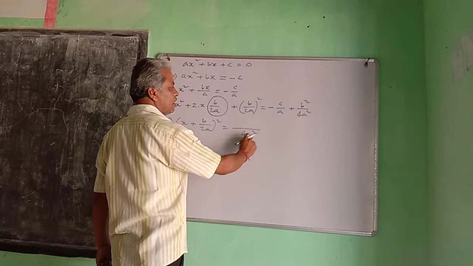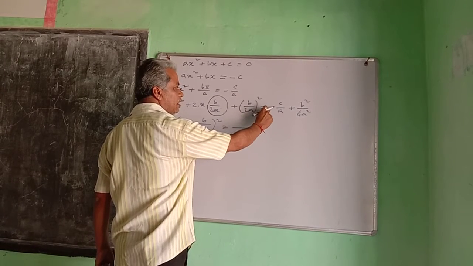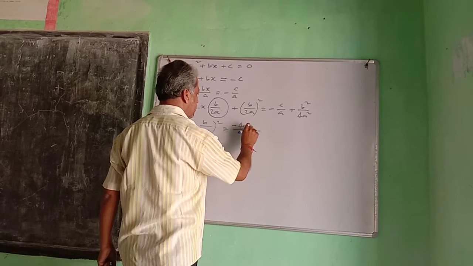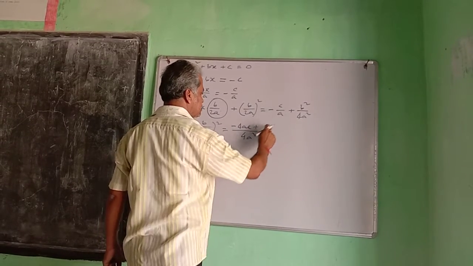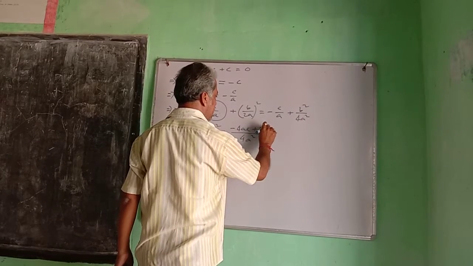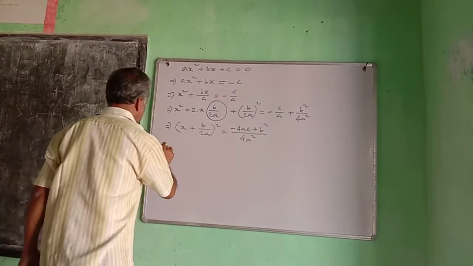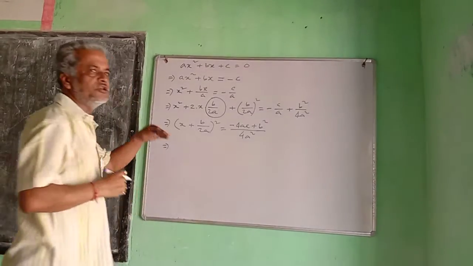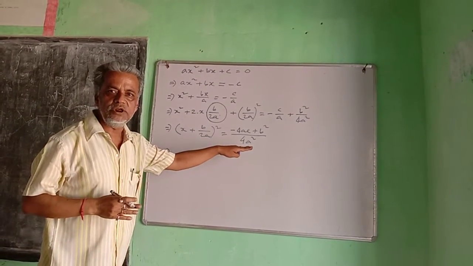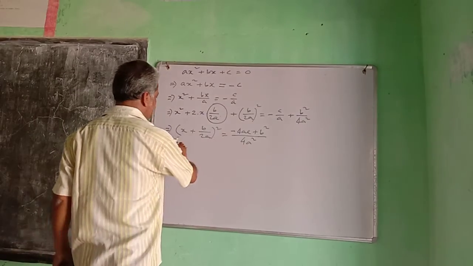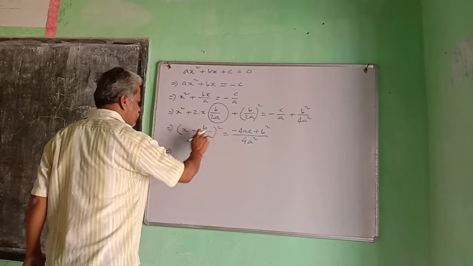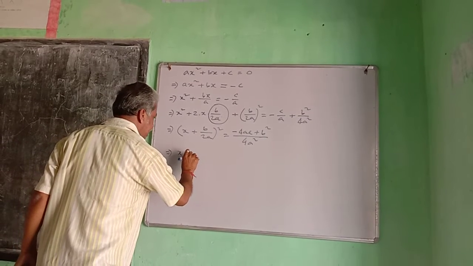Now 4a squared divided by a is 4a. 4a into minus c is minus 4ac. Plus 4a squared by 4a squared is 1. 1 into b squared is b squared. Now the next step is take the square root of both sides. So the square root of x plus b by twice a whole squared is x plus b by twice a.